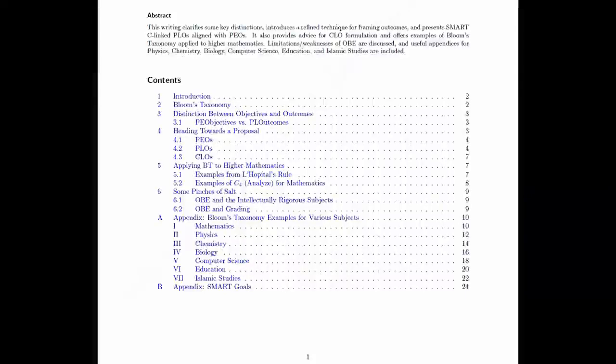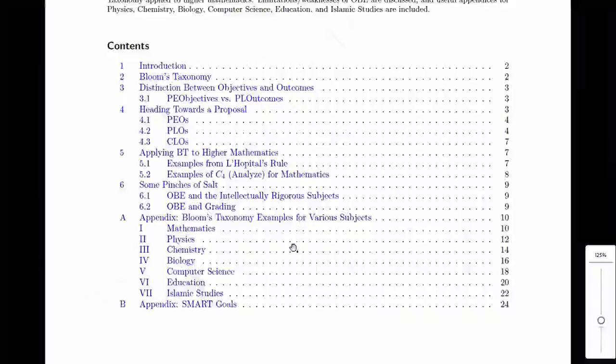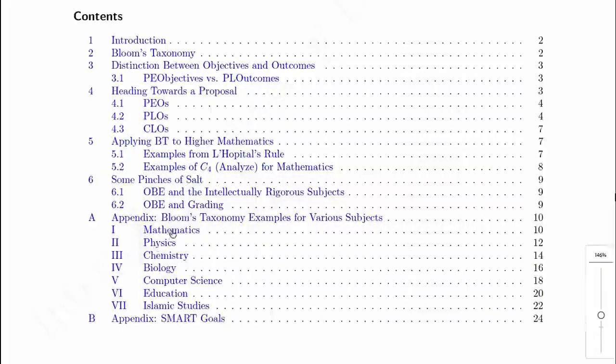So I shall start from this appendix. Kindly look at this appendix A. It has Bloom's taxonomy examples for various subjects: mathematics, physics, chemistry, biology, computer science, education, and as I understand there is one lady with a background in Islamic studies, so I thought it is good that we should talk about Islamic studies as well.